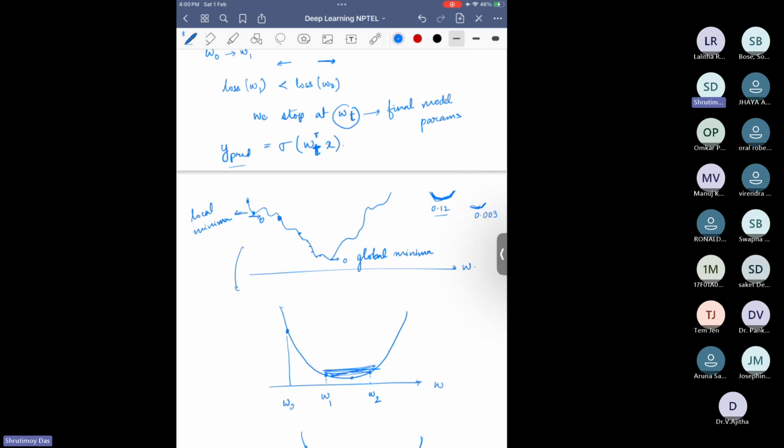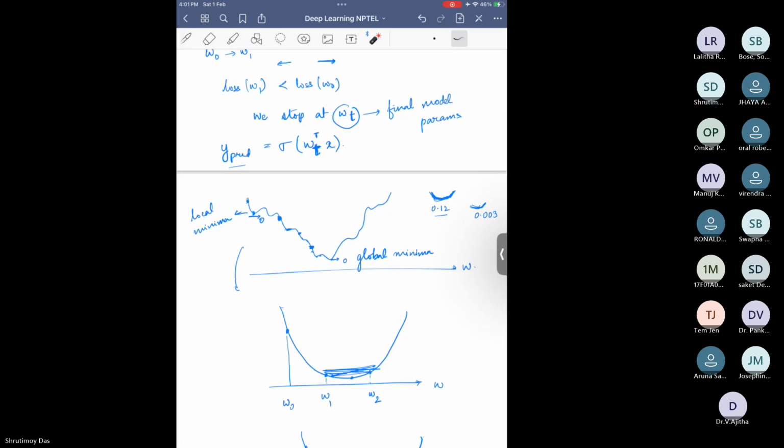From this point, it may get stuck at this point. But if initially you are at this point, it will be easy to find the minima. If you start at this point, it may get stuck here. So initialization is also important. Where you initialize may decide where you end up. If you are at a good initialization, you may end up at a good minimum, or if you initialize here, you will just end up here. So that is also important.